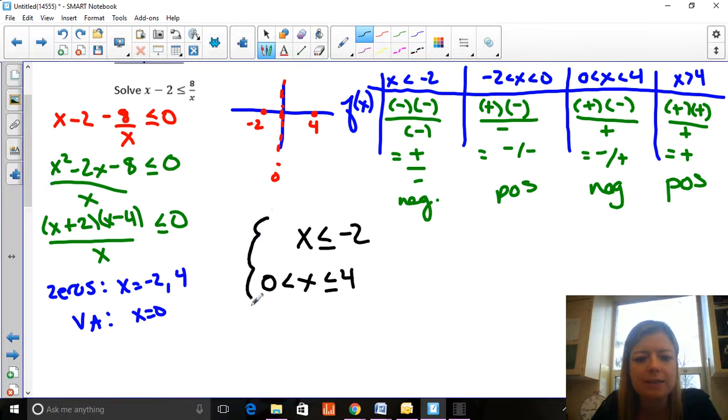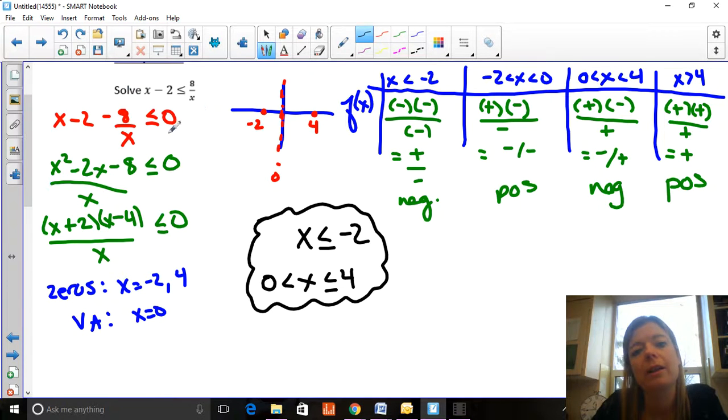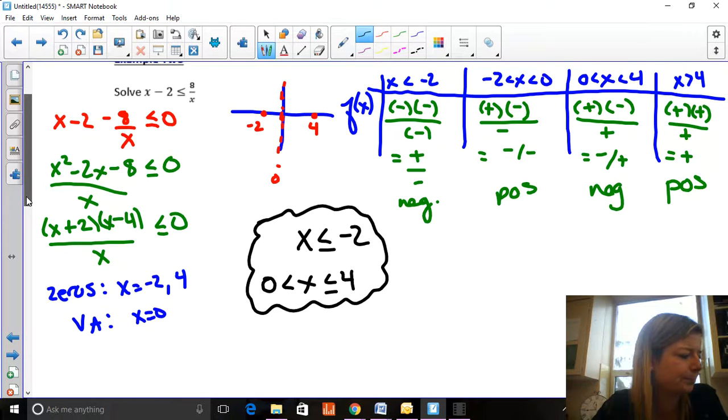So that's the solution. Any x values within those ranges, if I subbed it into this inequality, the inequality would be true.